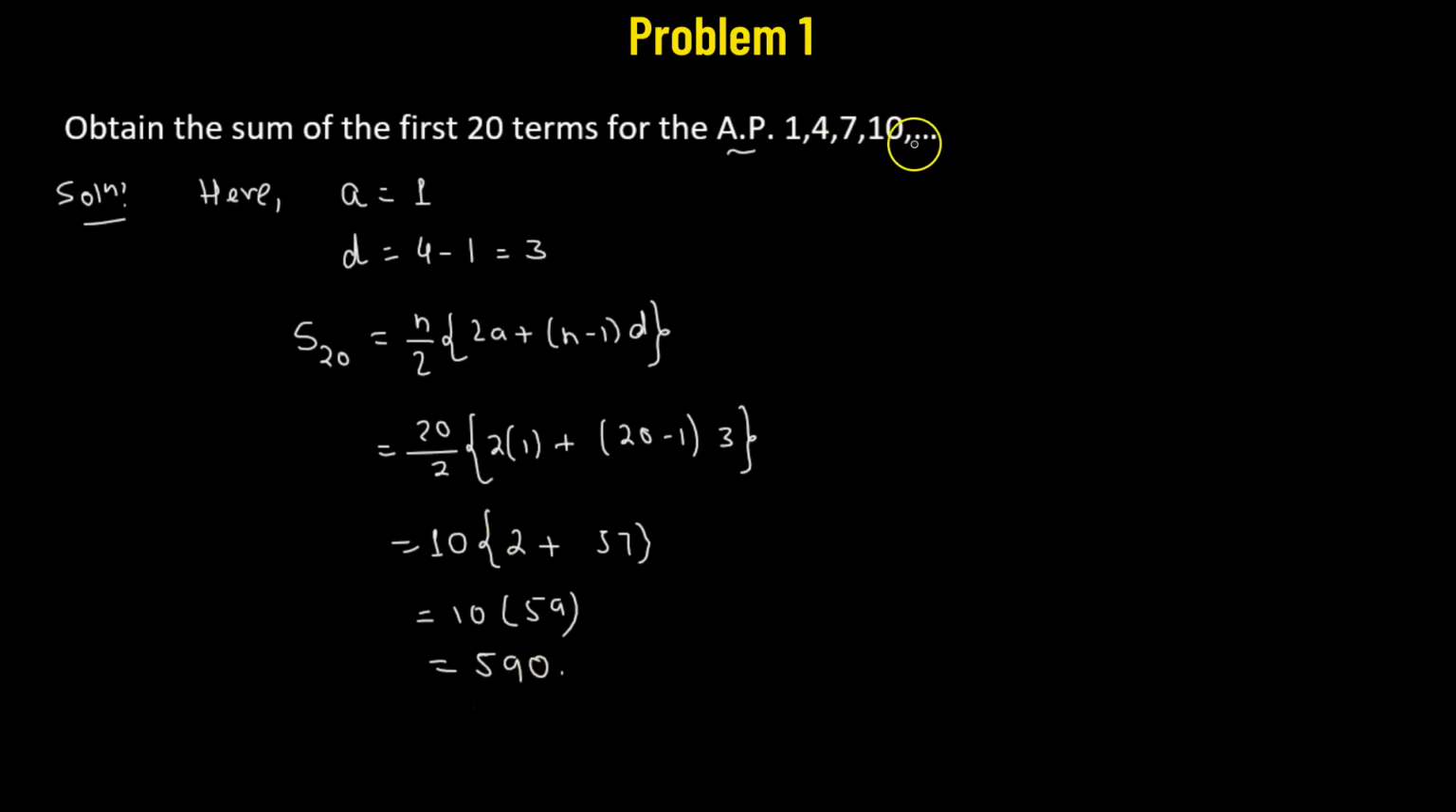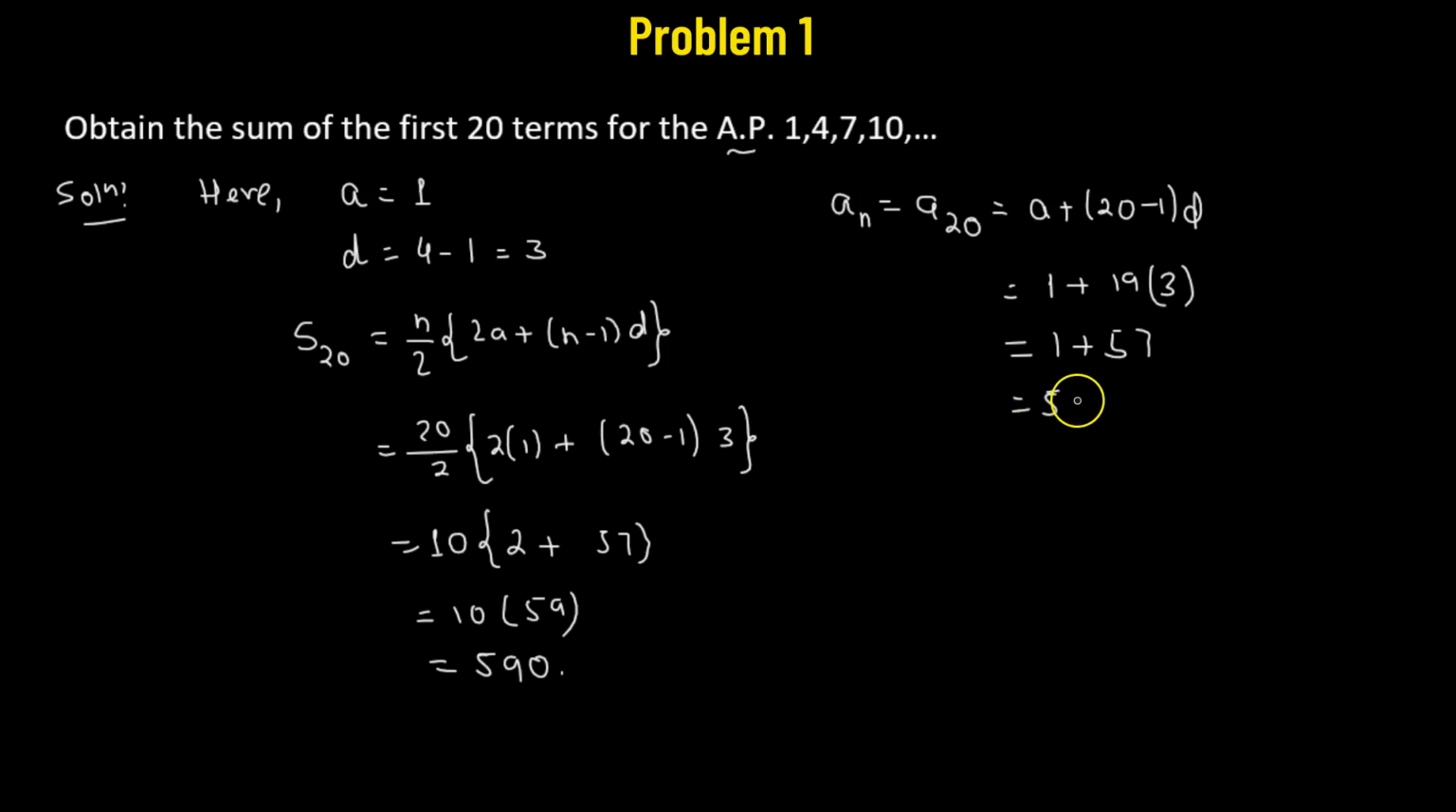Now, we can also find out the last term. So the last term is actually going to be the an, which is the 20th term. So our 20th term is actually a plus n minus 1, that means 20 minus 1 times the common difference d. So our first term is 1 plus 19 times the common difference, which is 3. So here we have 1 plus 19 times 3, that's 57, which is going to give us the value 58. Now we have the last term.